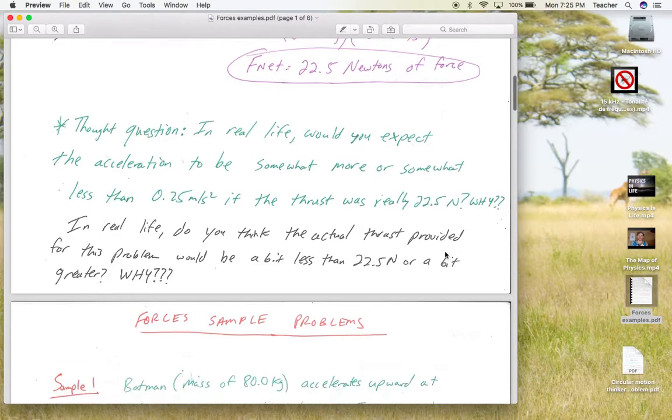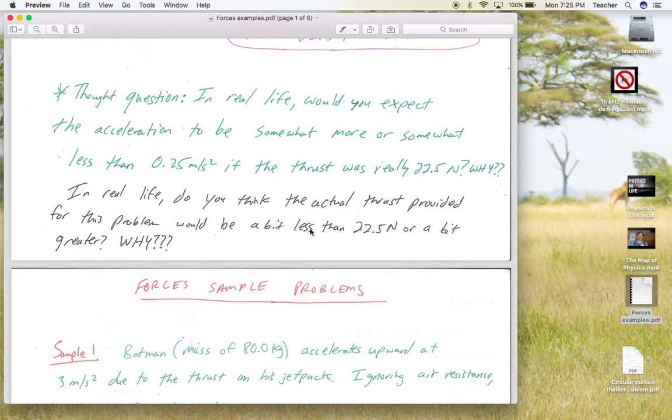And then down here it talks about whether in real life we'd expect the actual thrust to be a bit less or a bit greater. If there is friction on the chair, then the thrust would probably have to be a bit more than 22.5 newtons to cause that rate of acceleration. The reason is that there would be some friction, probably a minimal amount, and therefore the thrust would have to overcome that.